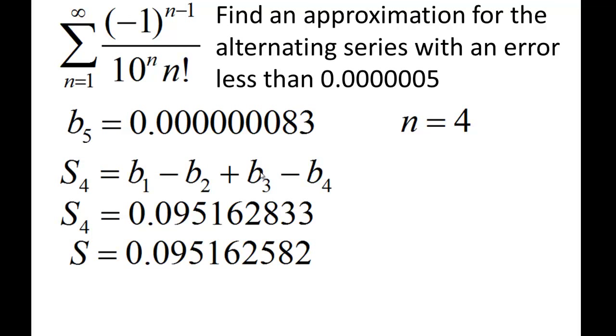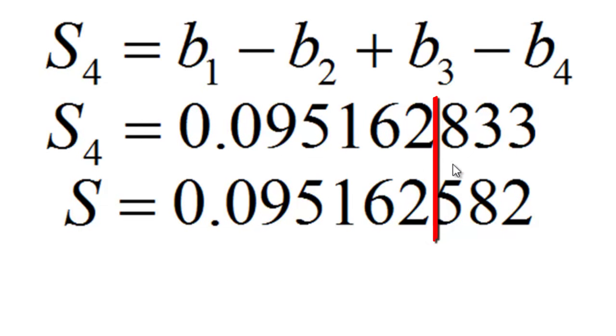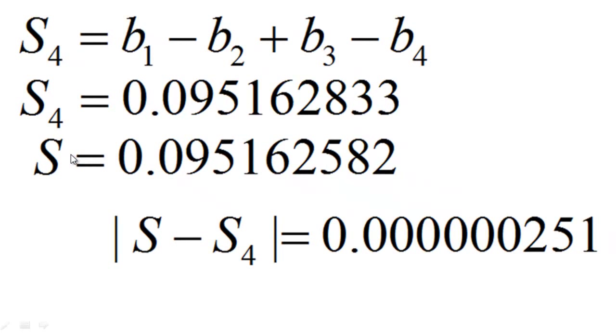Now the actual sum, rounded to the same amount of decimals, looks like this. You can see the numbers are good up to 6 decimals worth, and then they're off at this point right here, 1, 2, 3, 4, 5, 6. So they're off on the 7th decimal. If you subtract the true sum from the partial sum, you get this value, and this is my error, and that is less than 0.00005.